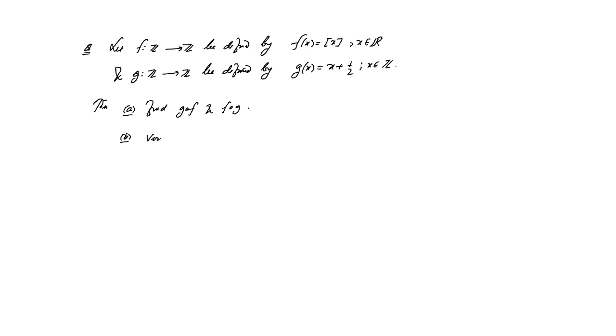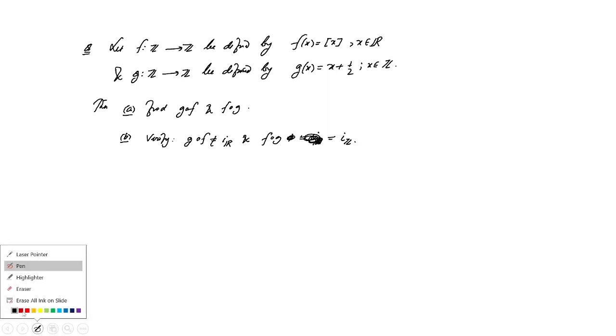and verify that g composed f is not equal to the identity map on R, and f composed g is the identity map on Z. That we need to verify. So now we will solve the problem. First we will calculate g composed f and f composed g.